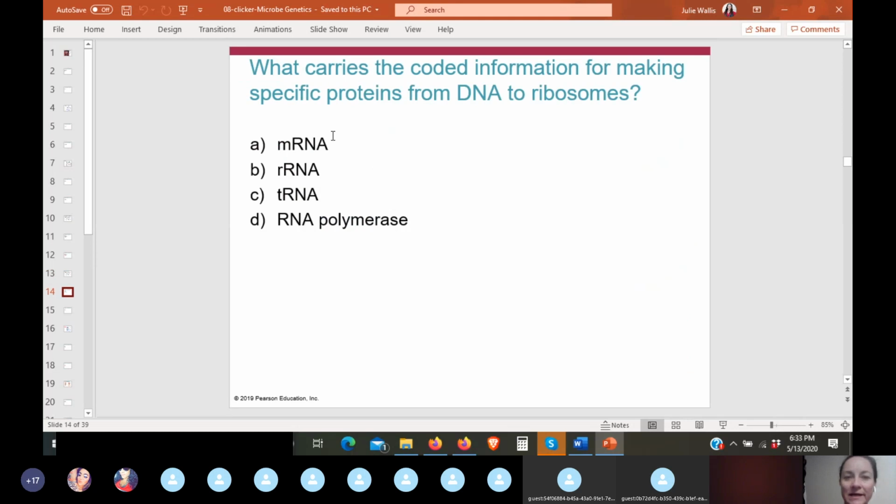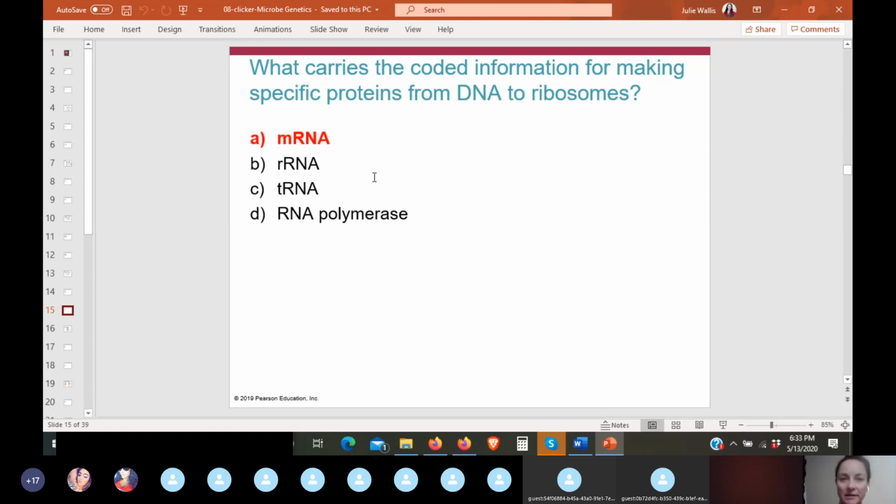All right, number 14. What carries the coded information for making specific proteins from DNA to ribosomes? The carrier. All right, good. Most of you said mRNA. That is correct. mRNA stands for messenger RNA, and it is the copy, basically, of the DNA sequence. So that's what is copied in the nucleus. In eukaryotes and prokaryotes, they don't have a nucleus, but the DNA is still copied into messenger RNA before it goes to a ribosome to be translated into the protein.